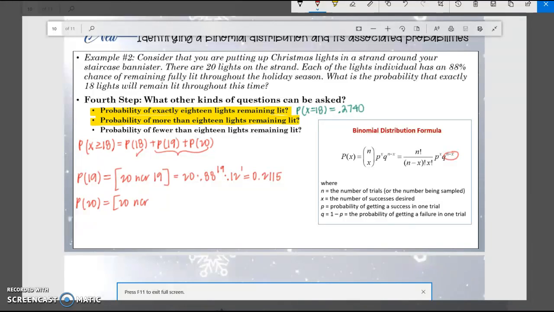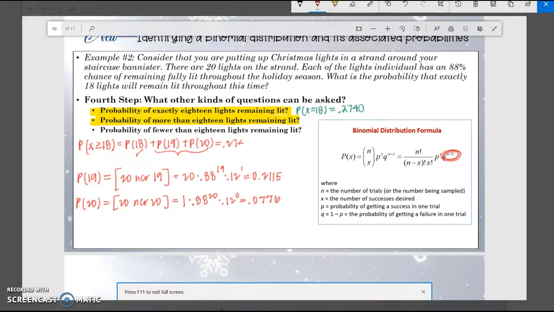Then I can calculate the probability of all 20 staying lit. So first up, I want to do the 20, pick 20. And when I do that, anytime that you have the total number that you're selecting, that value is always going to be 1. Then I multiply by 0.88 to the 20th power times 0.12. Here, n minus x, if I have 20 trials and 20 successes, is going to be 0. So this is just going to end up being 0.88 to the 20th power. That's all I actually have to plug into my calculator. So that's going to be 0.0776.